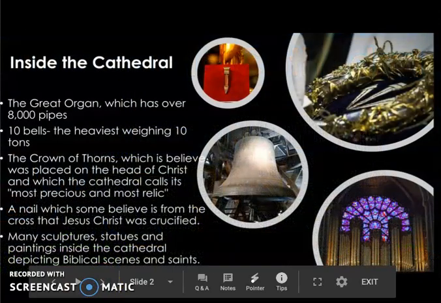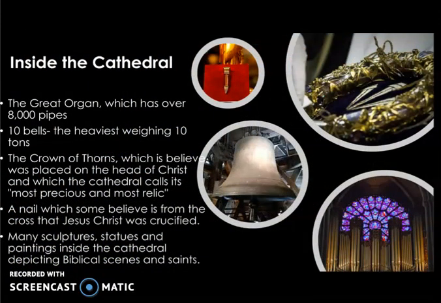So before I talk about the pieces of Gothic architecture located on the building, I want to talk about why the cathedral is so important, like what is inside of it. One thing is it has a great organ. So yes, we have one organ in our church, but this organ is humongous. It has over 8,000 pipes. It also has 10 bells, the heaviest weighing up to 10 tons.